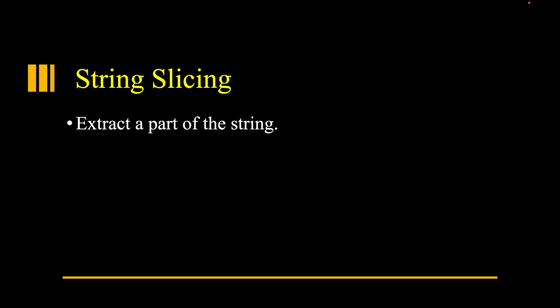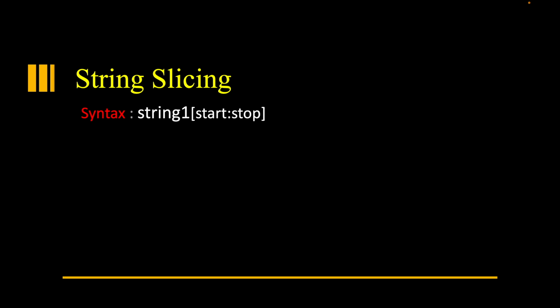String slicing allows us to extract a portion of a string. It's very useful when we want to get a substring or select a range of the characters. The basic syntax of string slicing is string1, which is a variable here, and then start to stop. The start is the index where slicing begins, whereas the stop is the index where slicing ends. Another very important thing is that the slice will start from the start index and stop before the stop index.